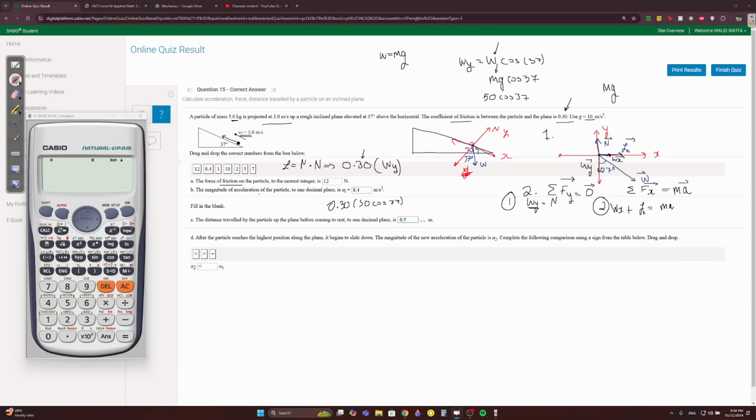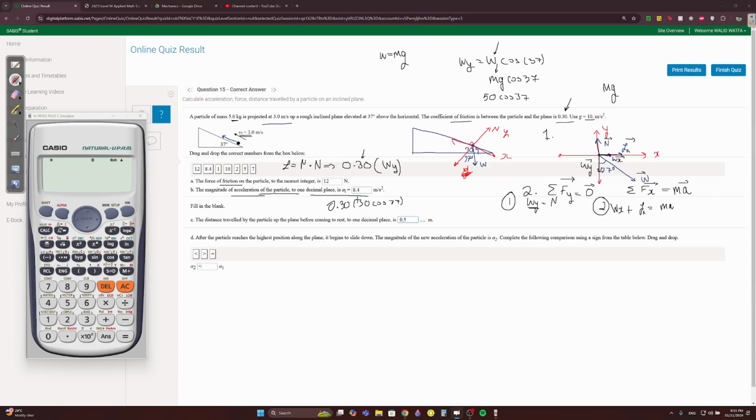Part B: the magnitude of the acceleration of the particle to one decimal place. This is why in the equation I did the first step. I did both sigma Fy and sigma Fx. This is why I did all this, because even if you might only need this part for part A, for part B you're definitely going to need everything else. This is why I finish the FBD and find both equations.